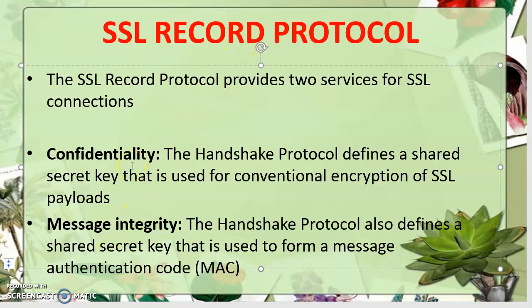SSL record protocol. The SSL record protocol provides two services for SSL connections. One is confidentiality, the other one is message integrity. Confidentiality: the handshake protocol defines a shared secret key that is used for conventional encryption of SSL payloads. Message integrity: the handshake protocol also defines a shared secret key that is used to form a message authentication code.